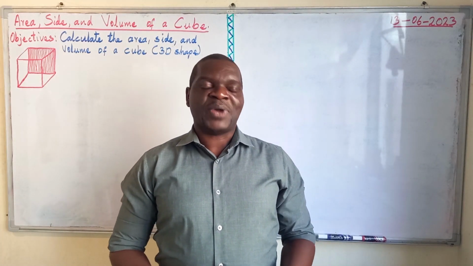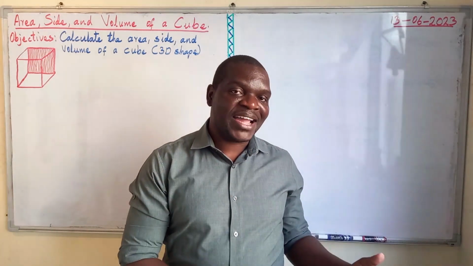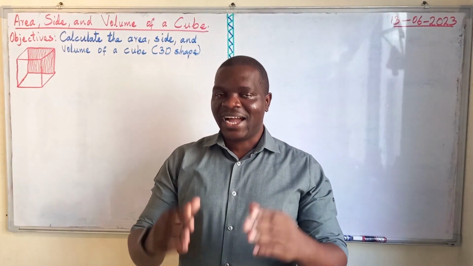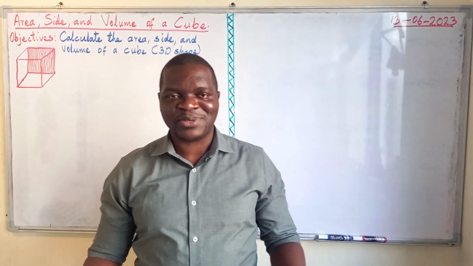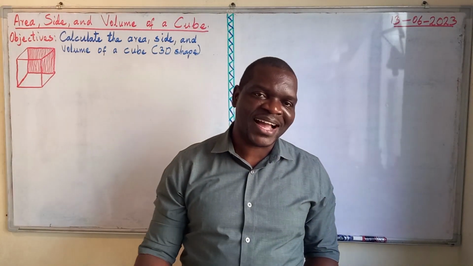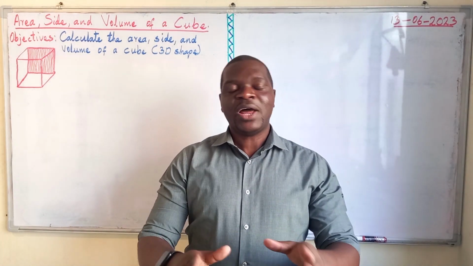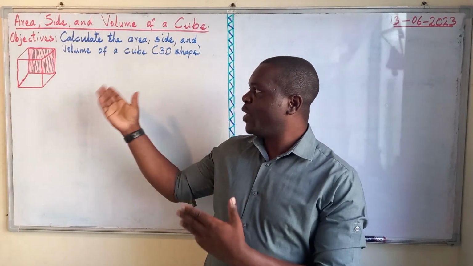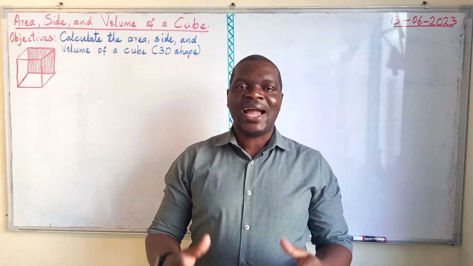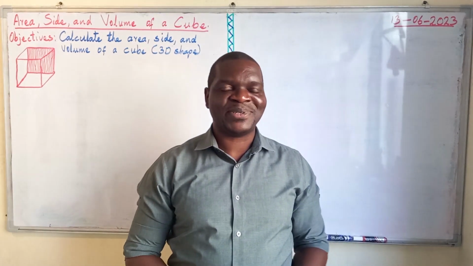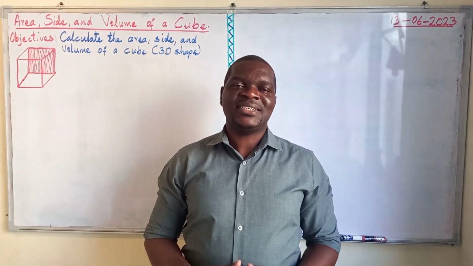With cubes, we are going to look at three aspects. That is the area, the side, that is the length of the side, and the volume of a cube. By the end of the lesson today, you should be able to calculate the area, to calculate the side, and to find the volume of a given cube. Without waste of time, we're going to have a quick reminder of what a cube is, a brief description, and we'll go straight into solving some examples.